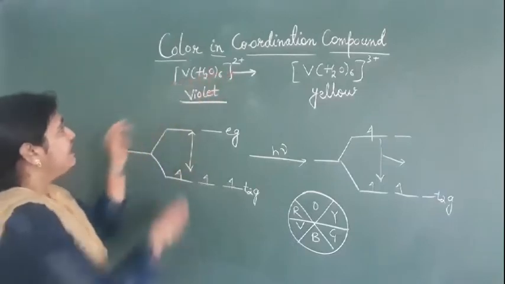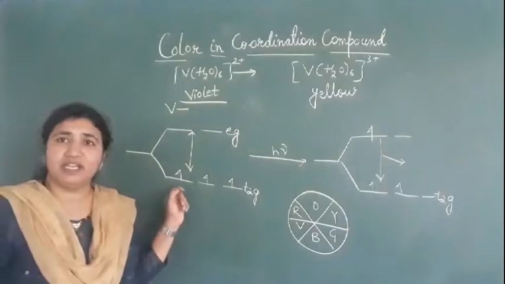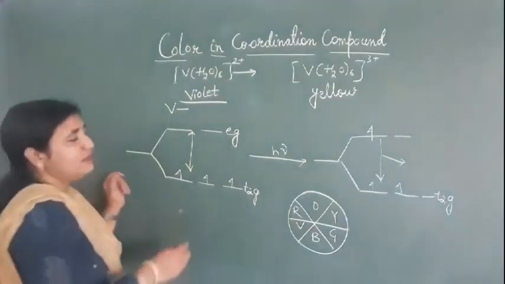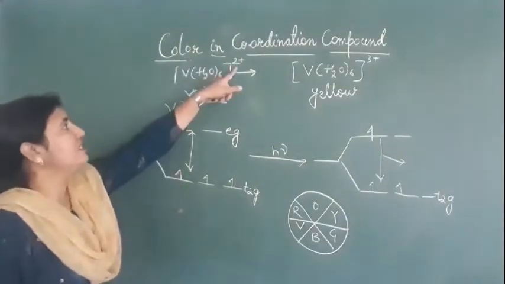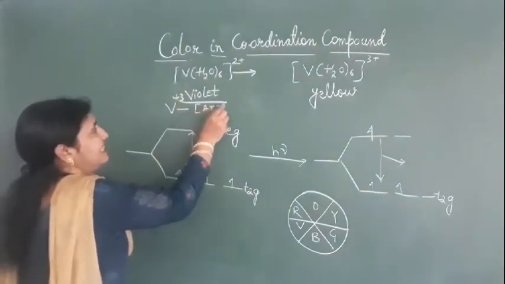Vanadium 2 plus. Vanadium's atomic number is 23, and with a plus 2 charge, what is the electronic configuration? Argon 3d3.